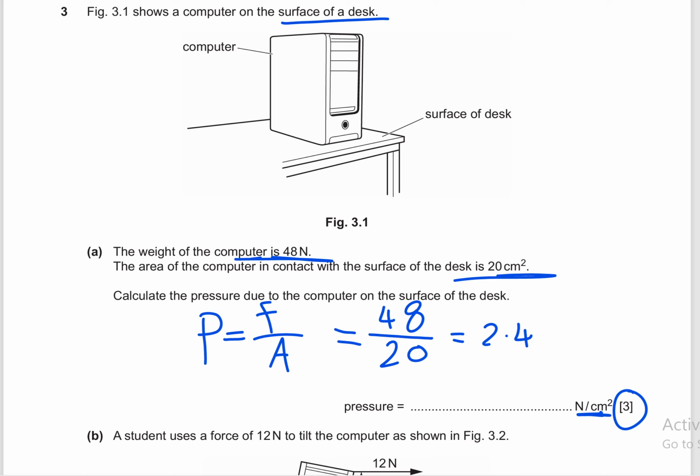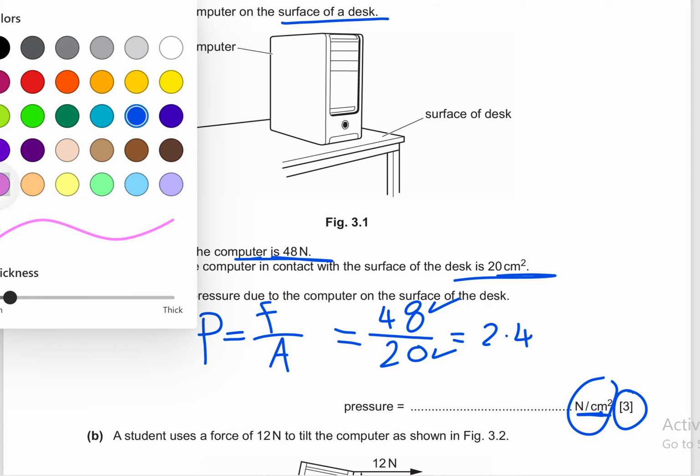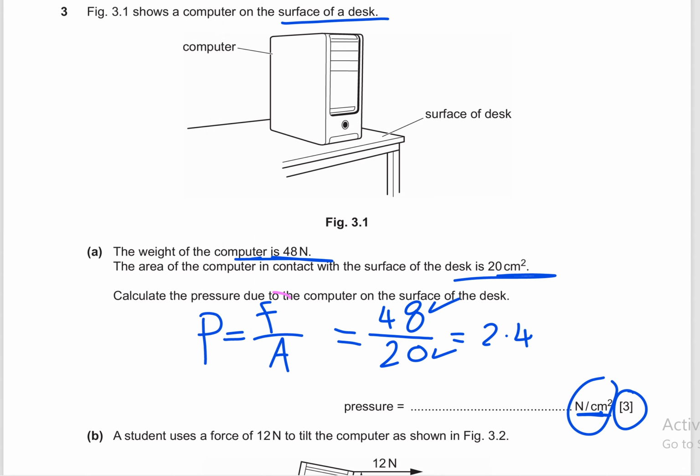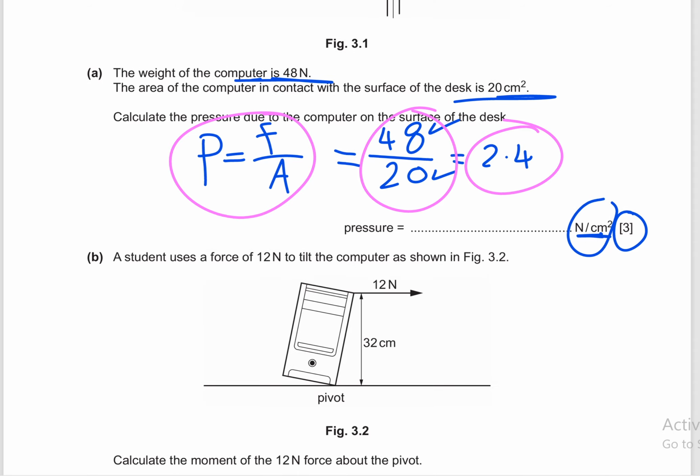Newton per centimeter squared. Okay, this is in Newton and this is in centimeter squared. This is the unit. So you have to write these steps. Notice 1 mark will be for the formula, 1 mark for the substitution, and 1 mark for the answer. Because the question, all of it is 3 marks.